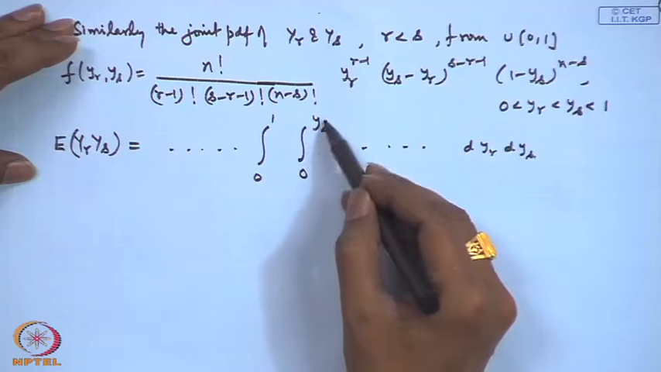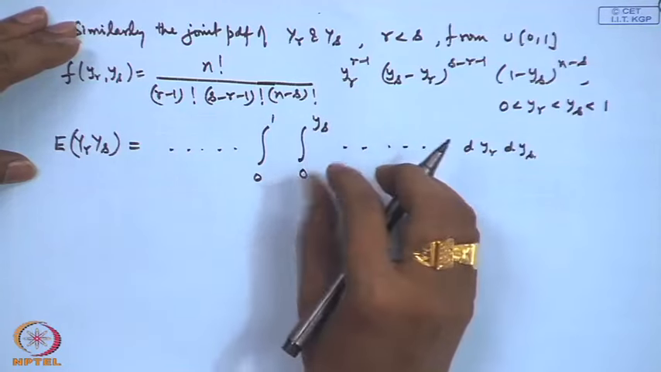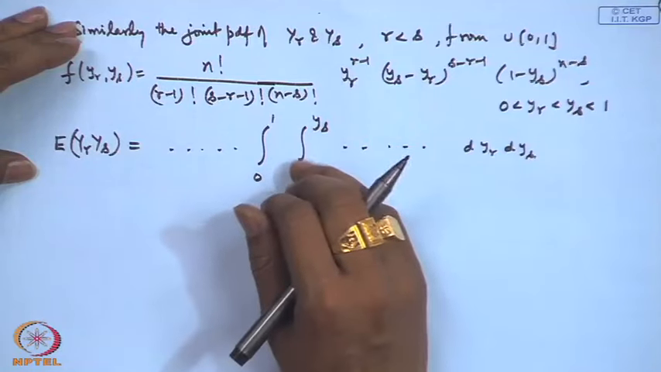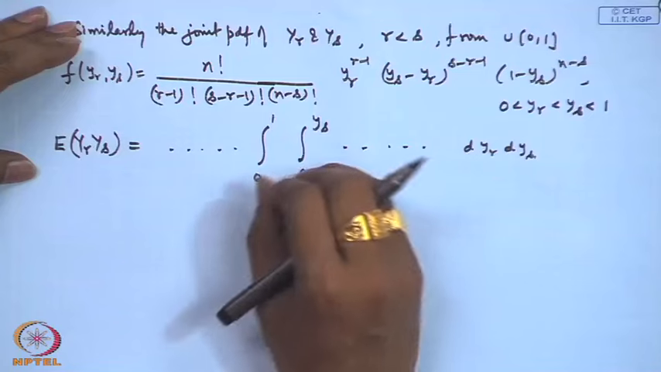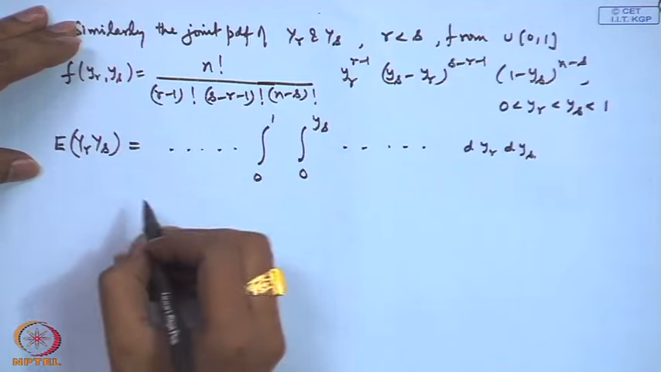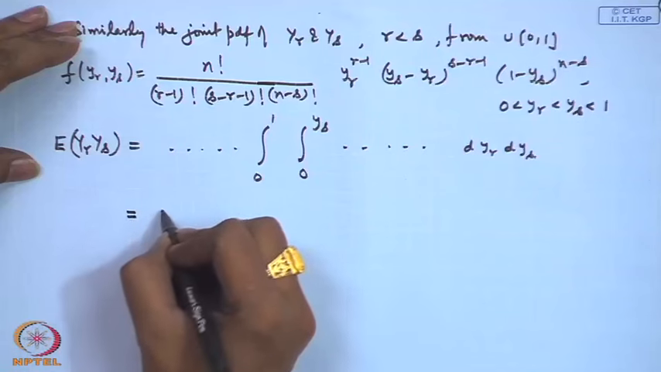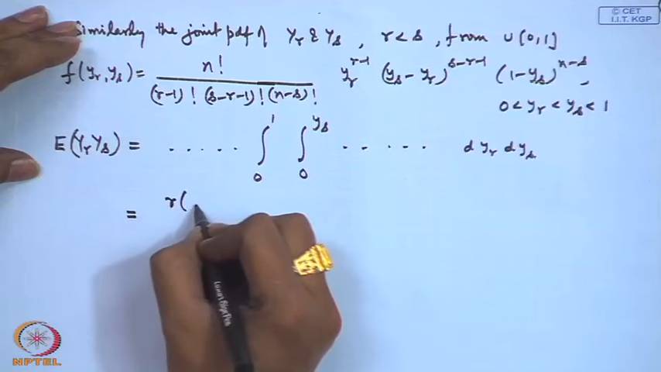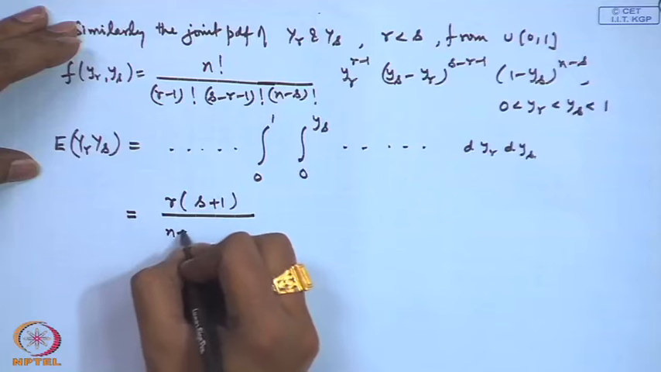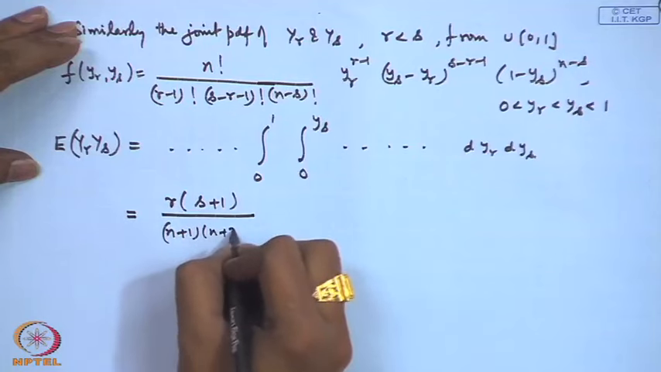Then t will be from 0 to 1, and it becomes a beta function that can be evaluated. At the next stage, you can evaluate the integral, whatever term you are getting, as a beta function in y s. I am not writing all the calculations here. By using all these transformations, it turns out that this term will be equal to r into s plus 1 divided by n plus 1 into n plus 2.